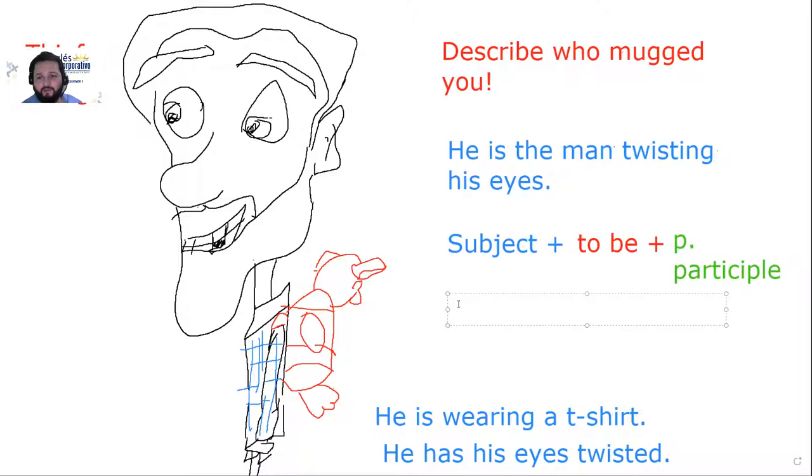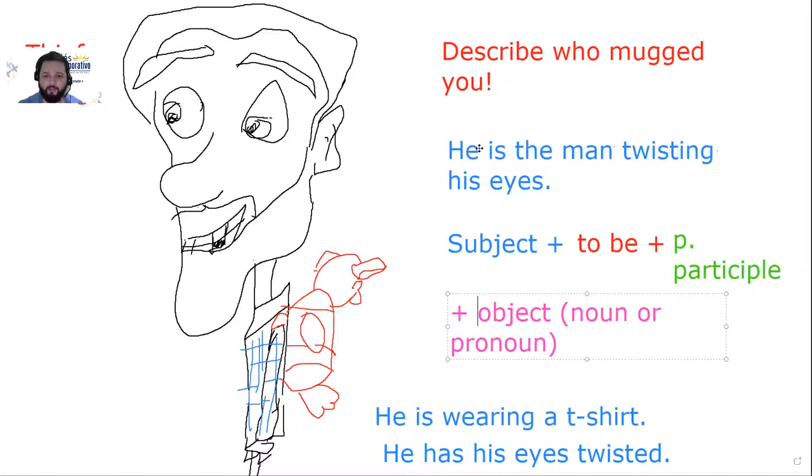Now here, guys, twisting, or wearing, we need a noun. We need an object, the object of the sentence, which can be a noun or pronoun. So this, guys, is the structure right here. Got it? All right, so write it down, guys.